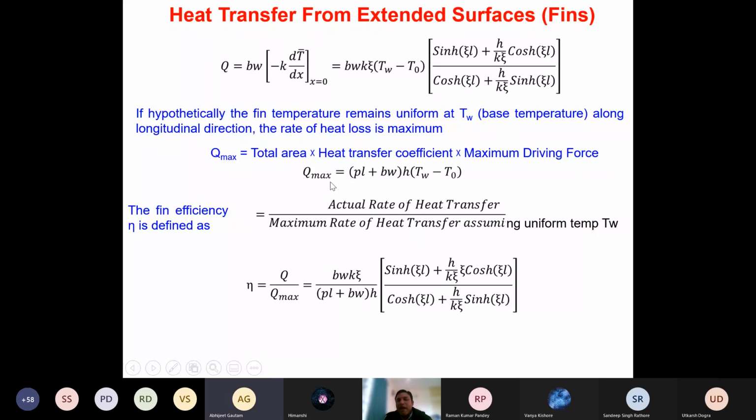Yes, sir. So Qmax will be (PL plus BW), the total heat transfer area of the fin, multiplied by H into (TW minus T naught). Now if I divide the actual equation by this, several terms get cancelled out. So this TW minus T naught will get cancelled out. What we will get is BW K zeta divided by (PL plus BW) H, times (sinh zeta L plus H by K zeta cosh zeta L) divided by (cosh zeta L plus H by K zeta sinh zeta L). This is the final expression we are getting for the fin efficiency.